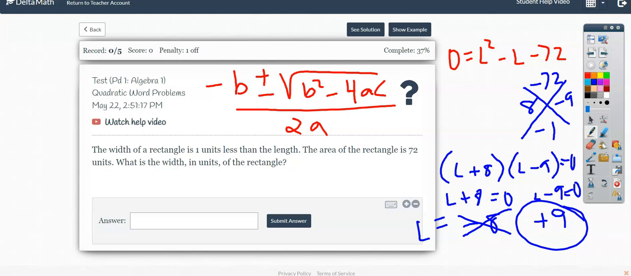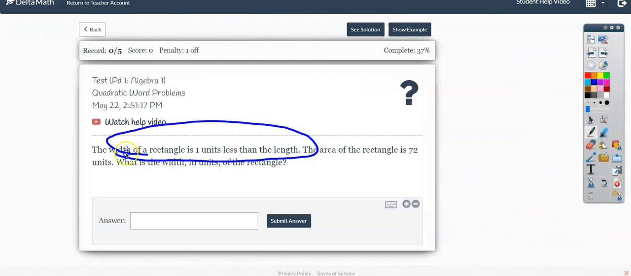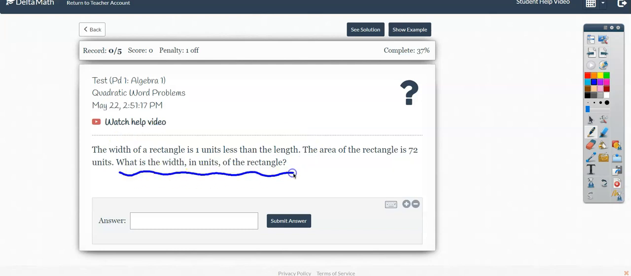So if the length is 9 units, then what is the width? Well, the width is 1 unit less than the length. What is the width? That's the question. So the length is 9, and the width is 8.